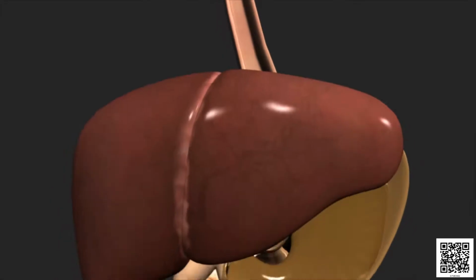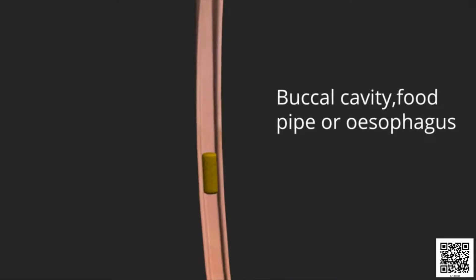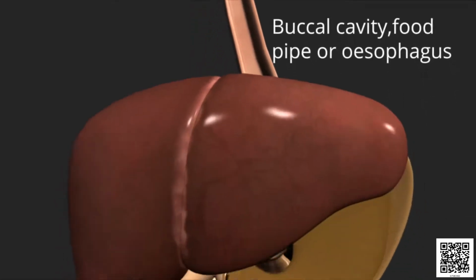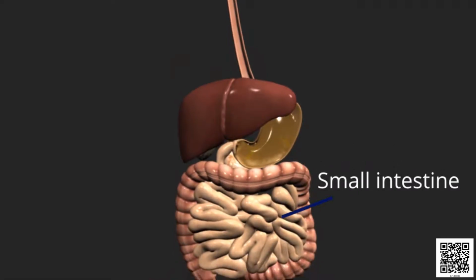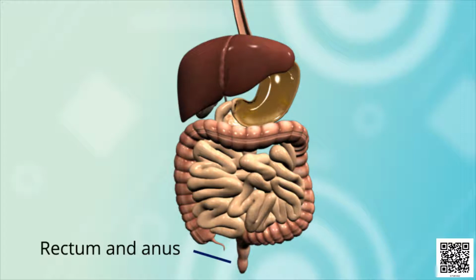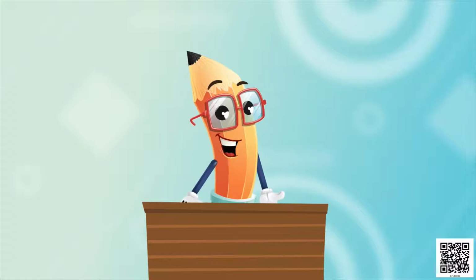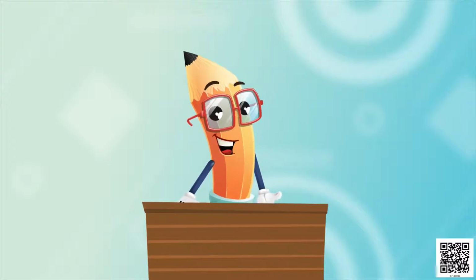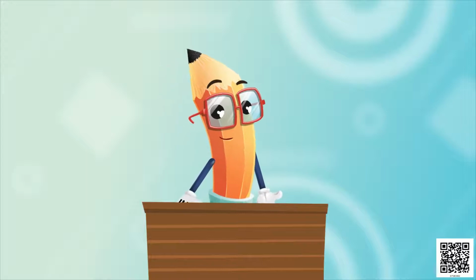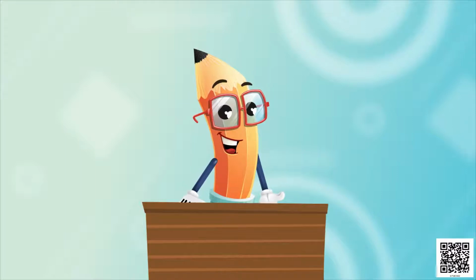which begins at the buccal cavity and ends at the anus. The canal can be divided into various compartments: the buccal cavity, food pipe or esophagus, stomach, small intestine, large intestine, ending in rectum and the anus. Now, first of all, we shall study about buccal cavity. Food is taken into the body through the mouth. The process of taking in food into the body is called ingestion.